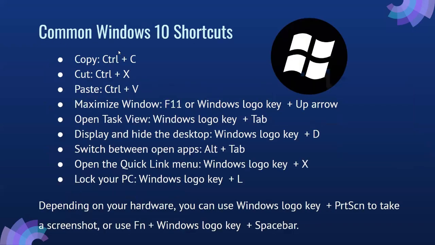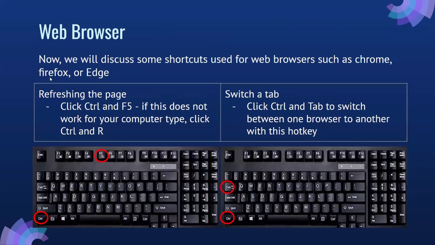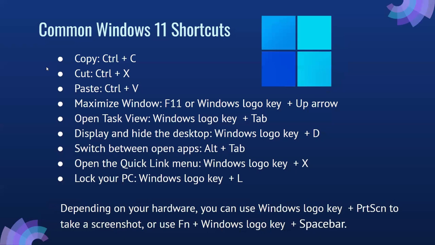So I'm gonna skip this, because you'll notice that both these slides are exactly the same. So I'm just gonna skip that slide and keep with this one. Copy is Control C, cut is Control X, paste is Control V. Maximize window is F11 or the Windows logo key plus the up arrow. Open task view, that's the Windows logo key plus Tab, and so on and so forth. So you can just read off of that.